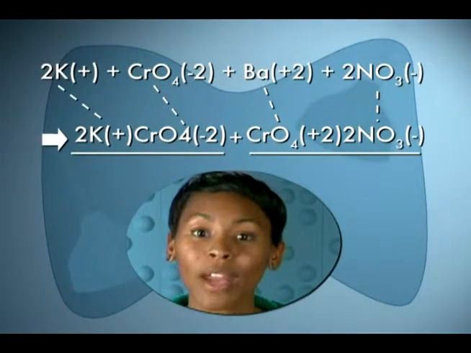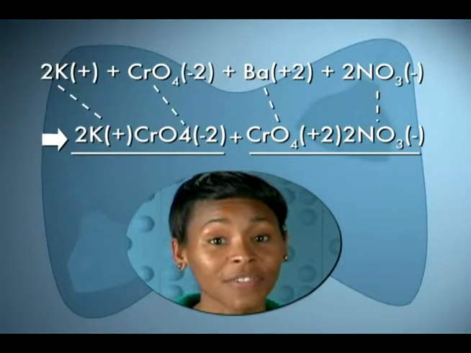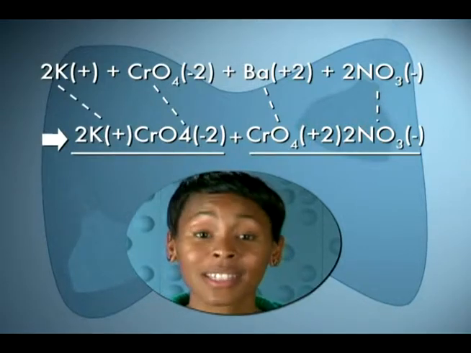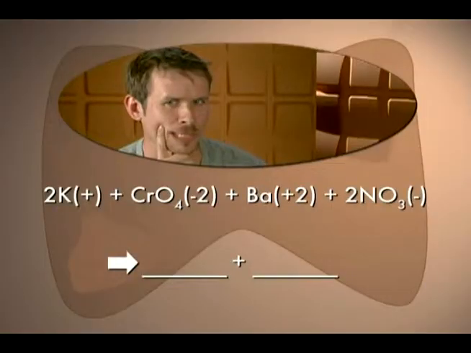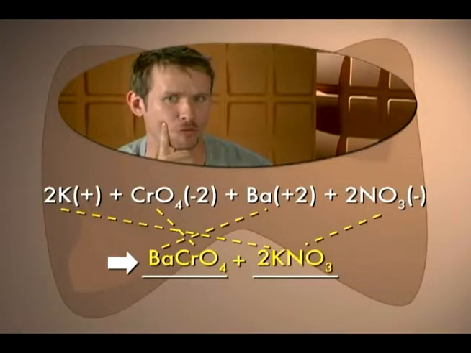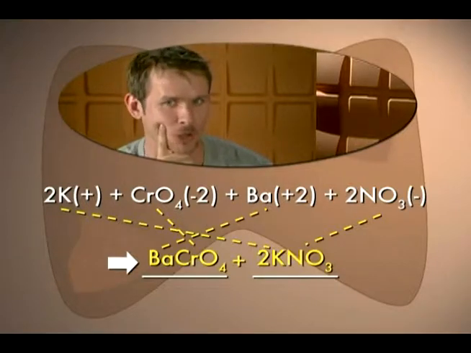You can also cross off a couple options by looking at the reactants. The products on the right won't be the same as the reactants on the left. So you know anything that just makes the same thing won't work. That only leaves one more option. The new compounds must be BaCrO4 and 2KNO3.